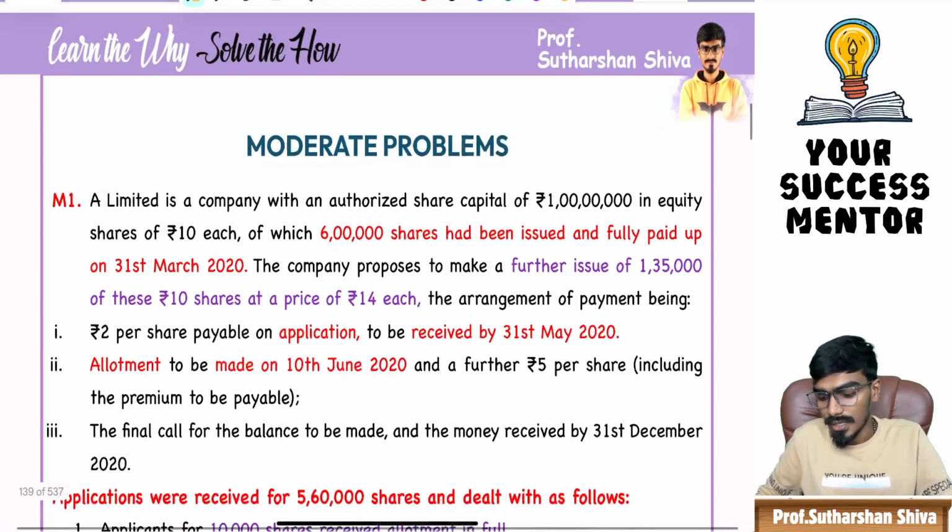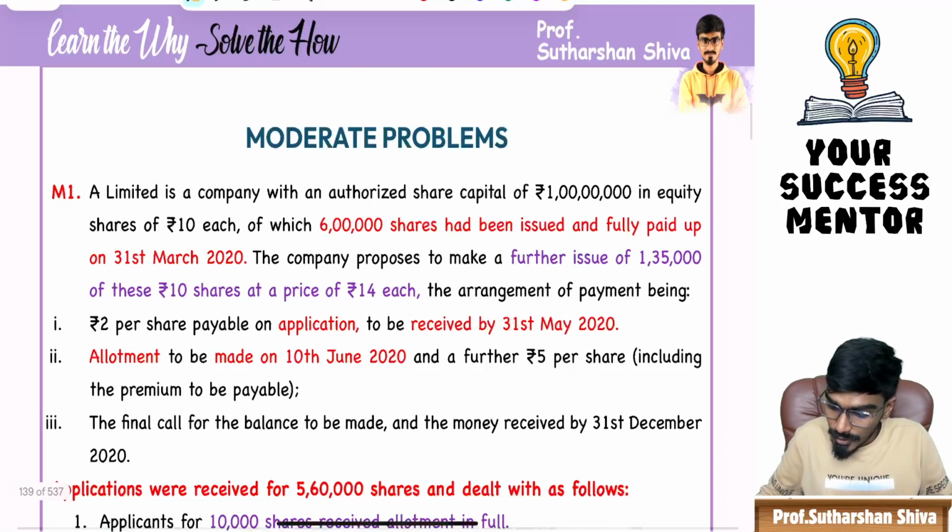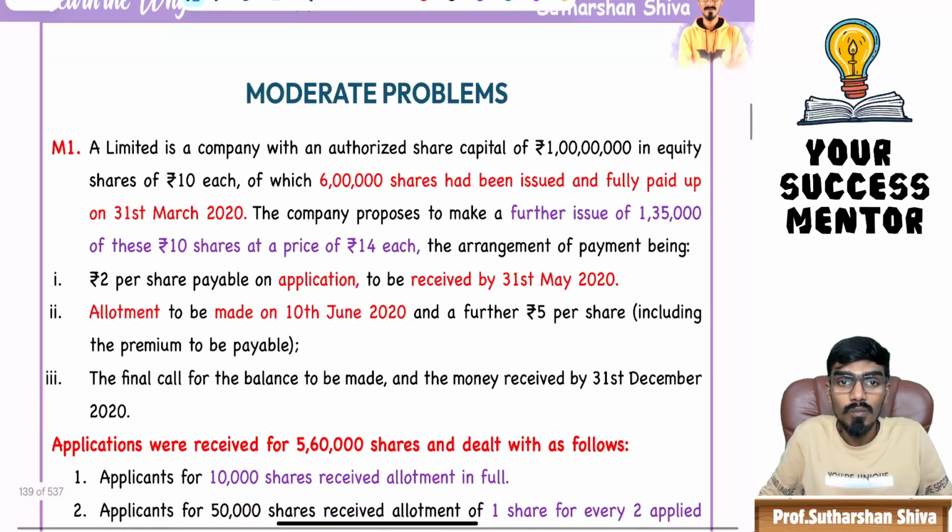Yes, guys, we will be starting with moderate problems with respect to issue of shares, forfeiture and reissue. So we'll be starting with question number M1.